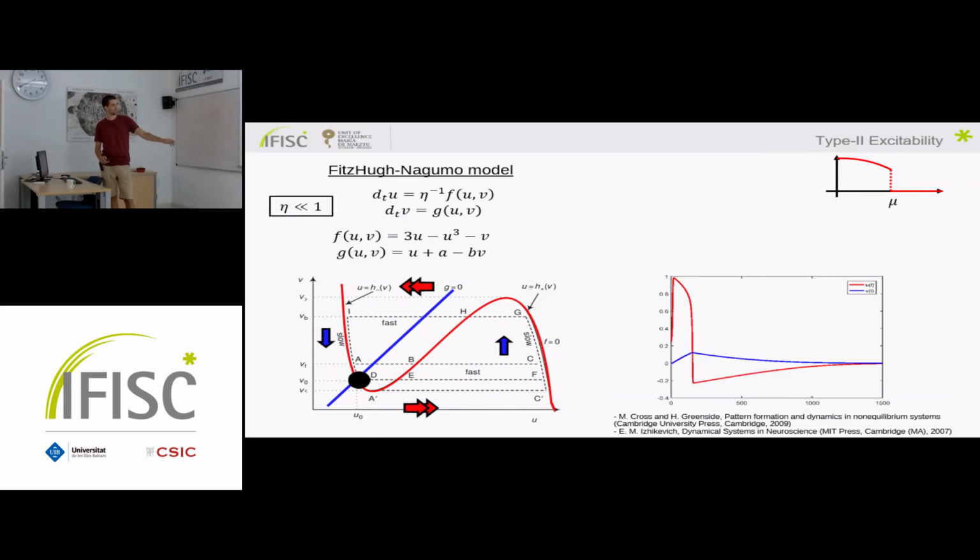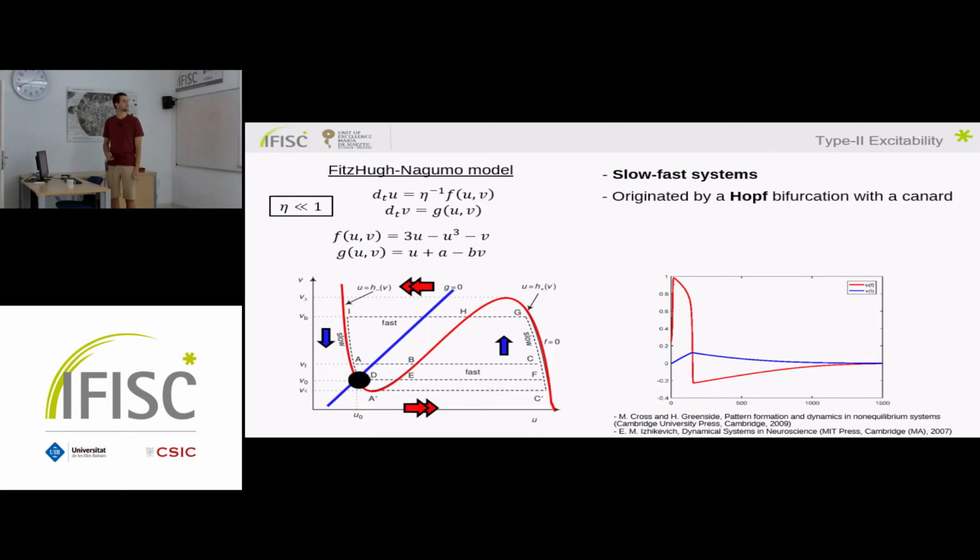So what happened here is the excitable trajectory. We typically have, in this kind of system, a square-shaped trajectory like this one, where you can see the fast parts are this one here, and the slow parts are the slower regions in the middle.